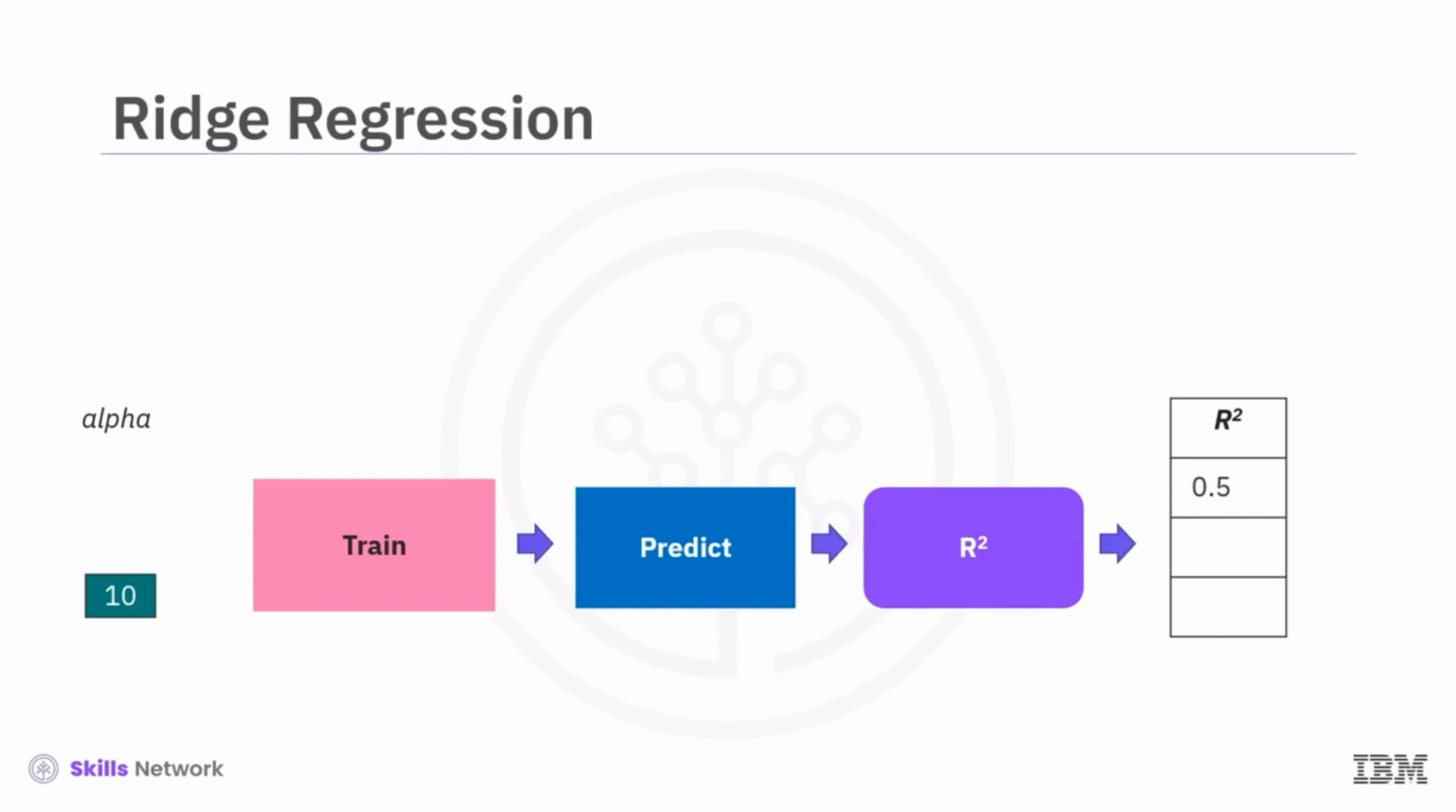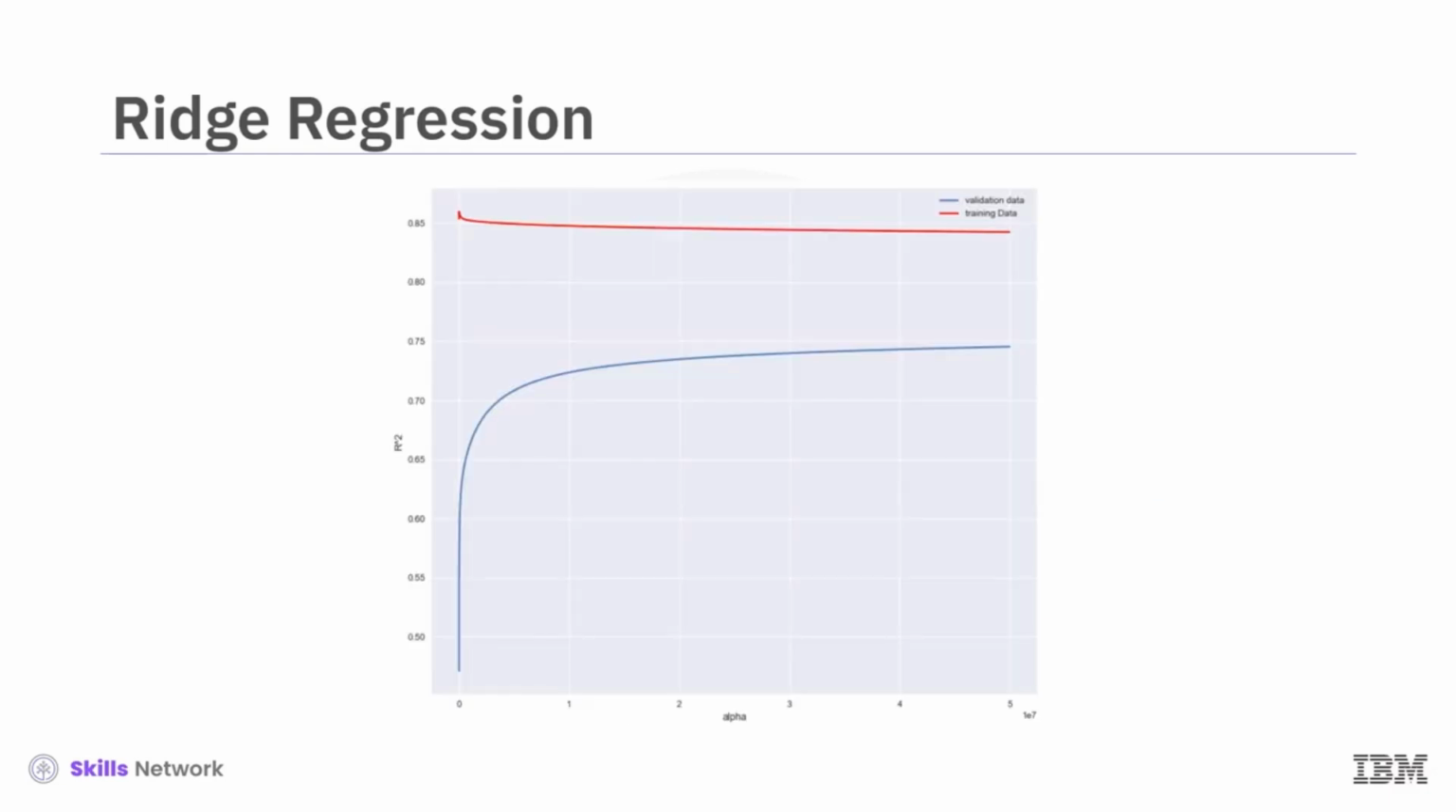Repeat the process for a larger value of alpha. We train the model again, make a prediction using the validation data, then calculate the R-squared and store the values of R-squared. We repeat the process for a different alpha value, training the model and making a prediction. We select the value of alpha that maximizes the R-squared. Note that we can use other metrics to select the value of alpha, like mean squared error. The overfitting problem is even worse if we have lots of features.